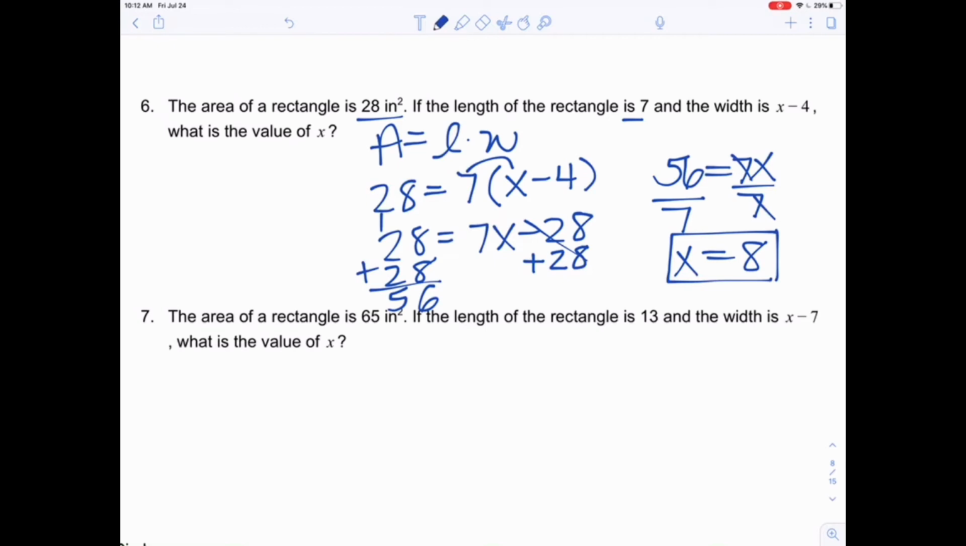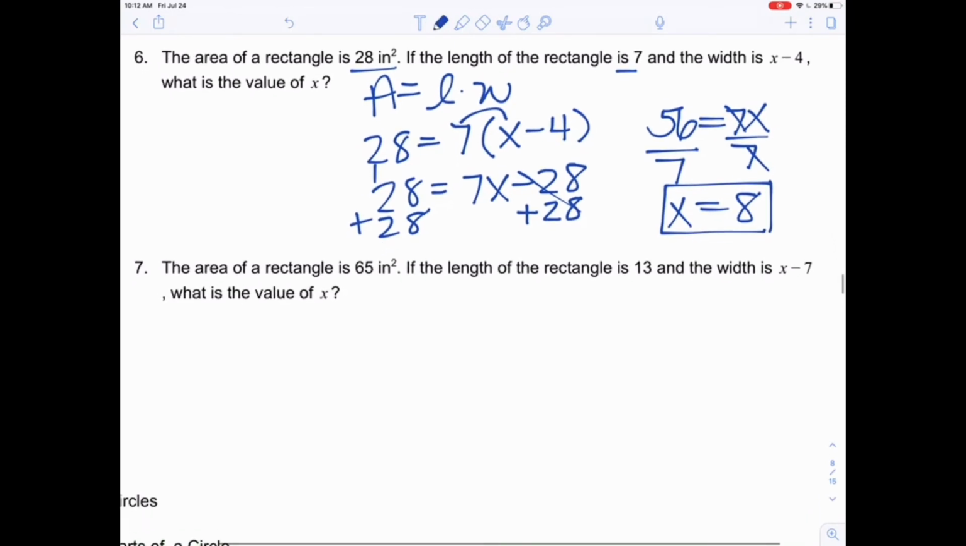Once again, I'm just plugging stuff into my equation. So as long as I know my equation and I'm comfortable using it, I will be okay. All right, let's look at number 7. It says the area of a rectangle is 65 inches squared. If the length of the rectangle is 13 and the width is x minus 7, what is the value of x? This is a great time to pause and give this question a try. When you're ready, just come back, and I'll go ahead and explain it to you.